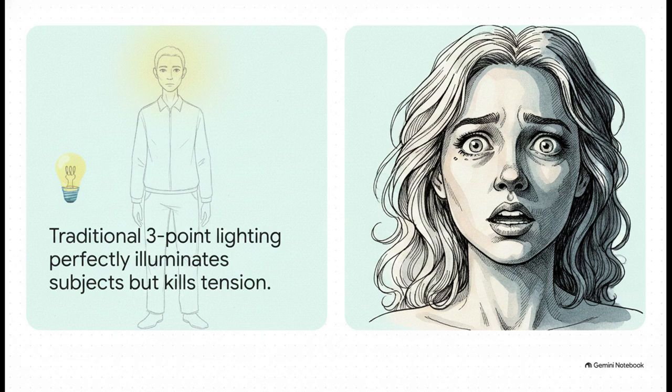We do not want a perfectly illuminated subject. Instead, we're going to use low-key lighting. This means using a single, hard key light to carve deep, harsh shadows across our subject's face. We want maximum contrast between our character and the terrifying environment they're trapped in.